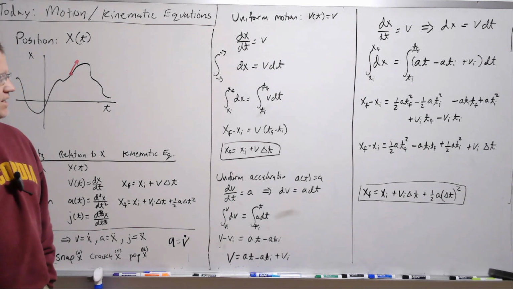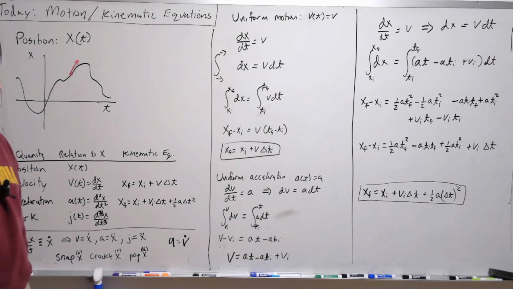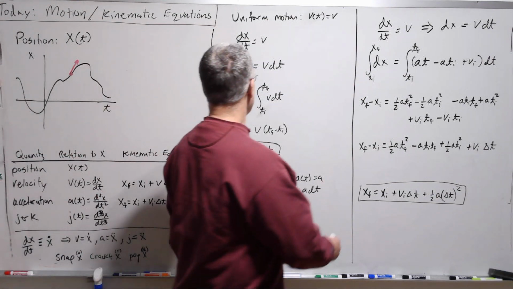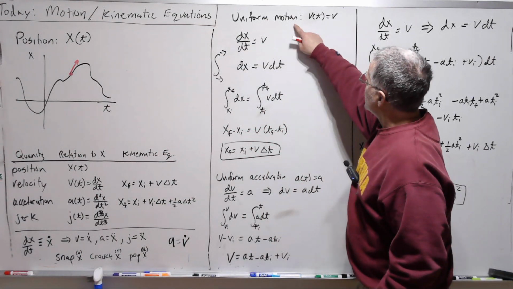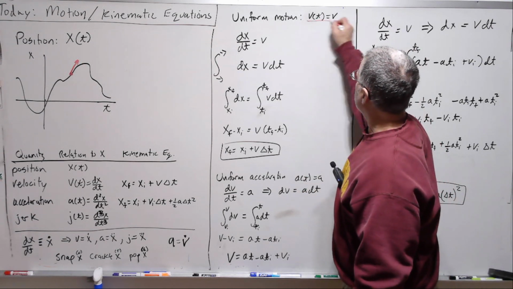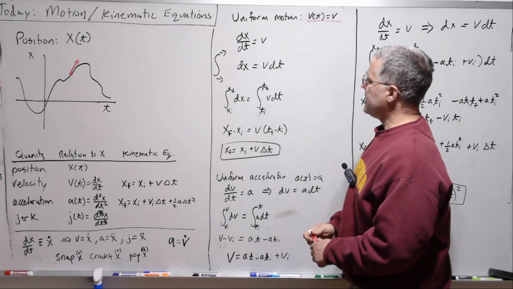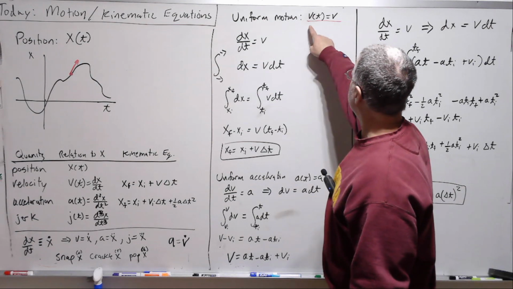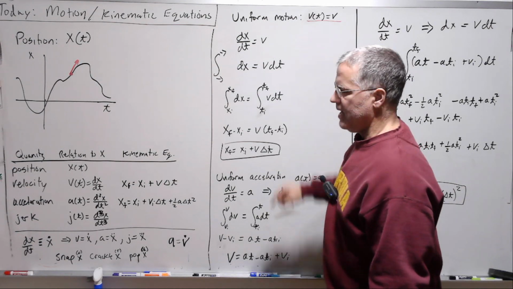But here today on the board, I'm just going to do these two. All right, so let's see how we solve this. So we're going to start with uniform motion. And so we've got v equals constant.